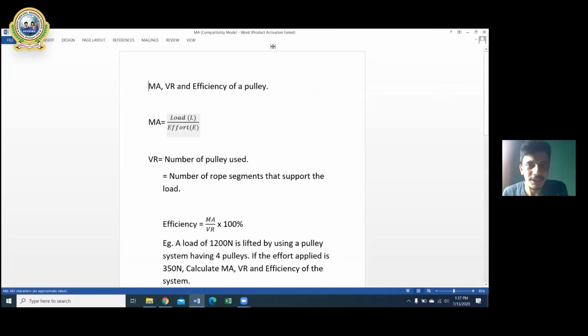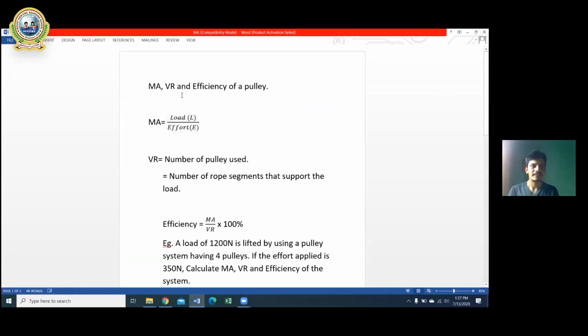You can see the topic there, MA. Can you see properly on the screen? Any difficulties there? No, okay. This is a very important formula, okay? MA, VR, and efficiency of the pulley. How can we calculate mechanical advantage of a pulley? How can we calculate velocity ratio of a pulley? And how can we calculate efficiency of a pulley? You'll have to understand this formula, okay?